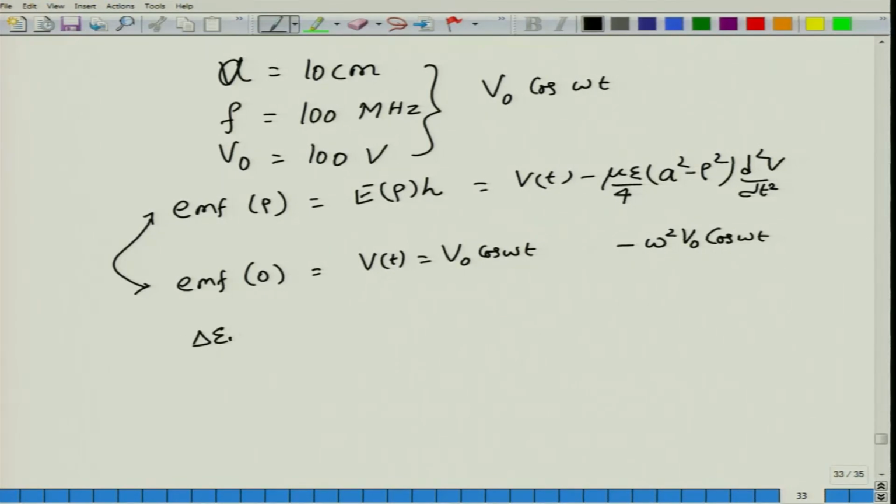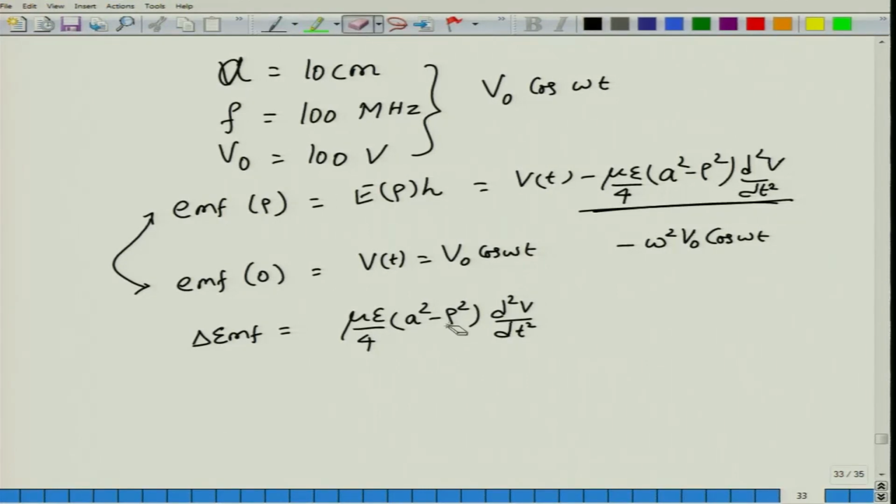If you look at the change in this potential, we will represent this as delta EMF. This change is given by the term that is actually giving you the change, which is the correction term mu epsilon divided by 4, A square minus rho square, d square V by dt square. Sorry, this should be rho equal to 0 here, because that is where we are looking at the change.